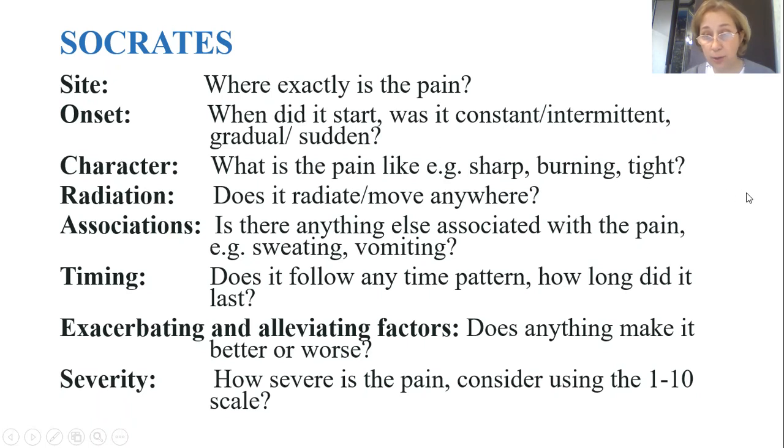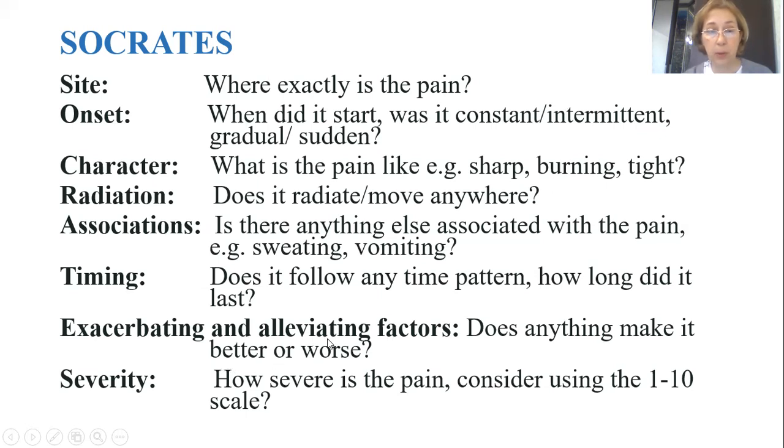Sharp, burning, tight? So you remember that we've discussed several more adjectives, just how to describe the character of pain. You may ask them, use them in the question. About radiation, does it radiate or move anywhere to the back, for example? Associations, is there anything else associated with the pain, for example, sweating or vomiting? So, and about timing, does it follow any time pattern? How long did it last? It's not about the beginning of pain, but just the time it lasts.